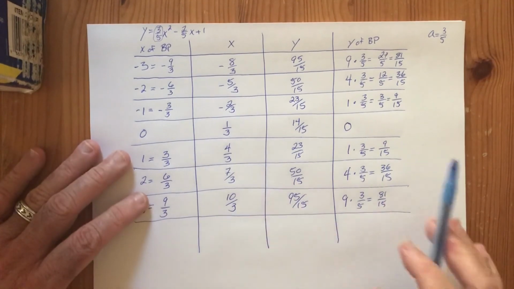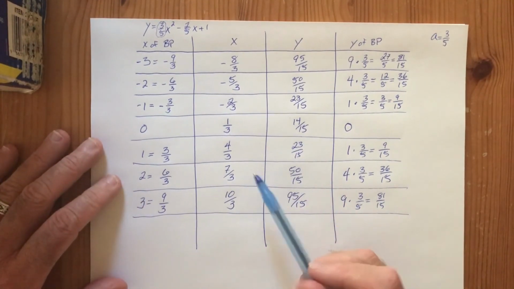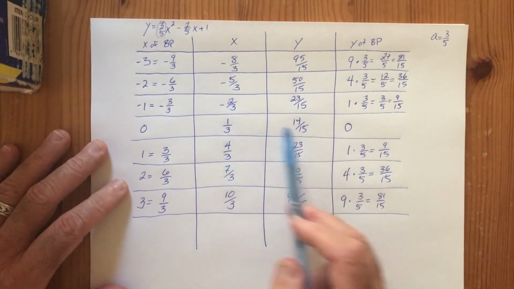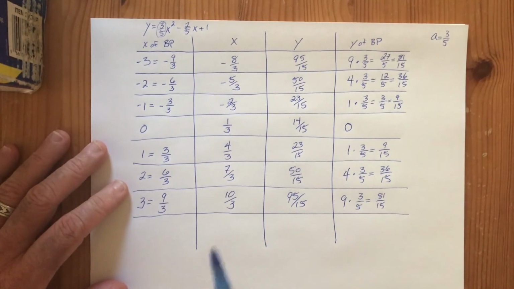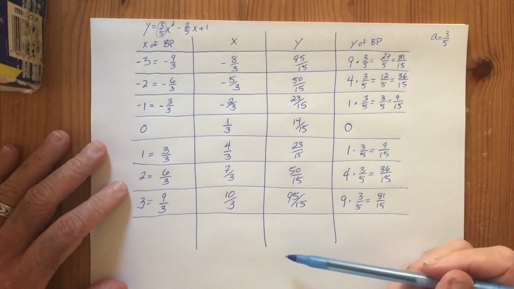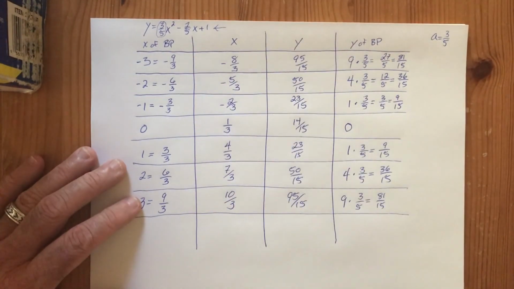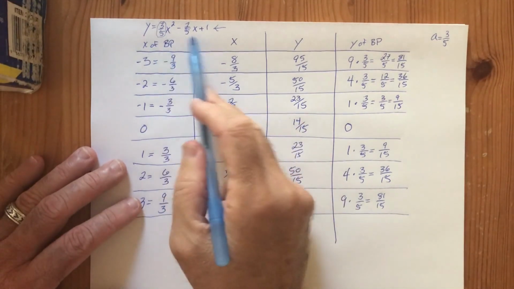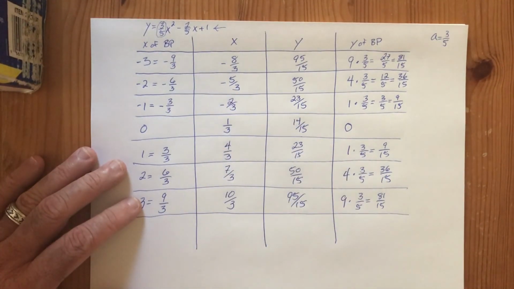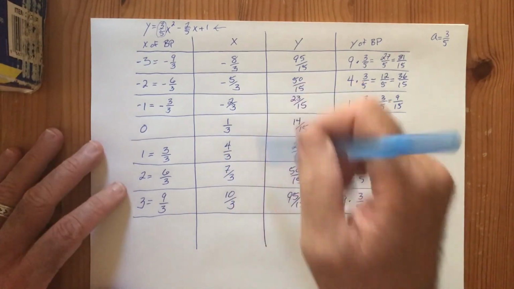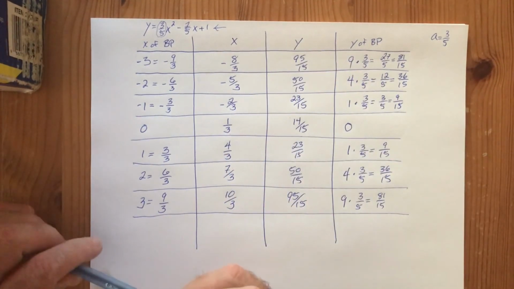At this point, my recommendation is to plot these points on Desmos. This is a good activity. Plot the points first, and then enter this equation and see if the curve of the parabola passes through these points. So that's how you make a t-chart for graphing a parabola.